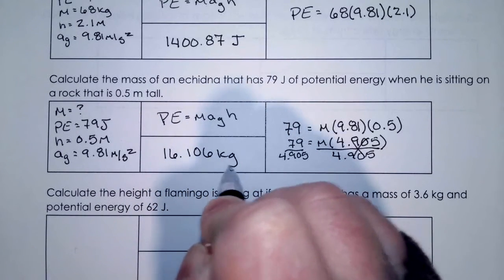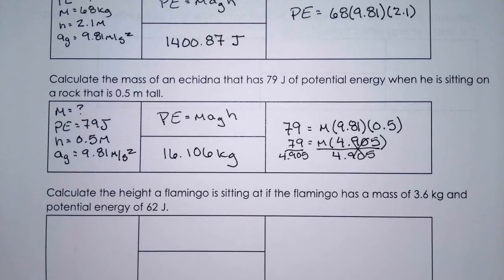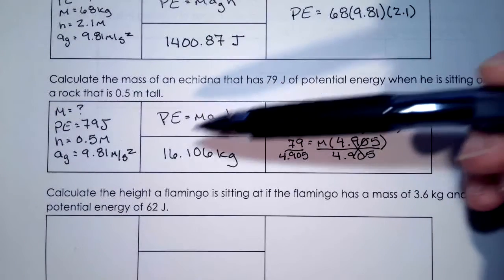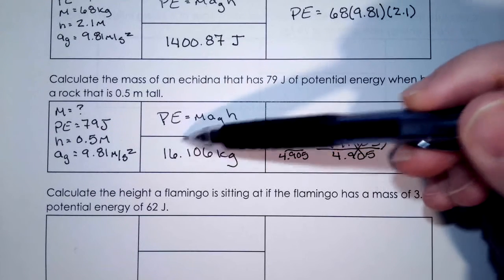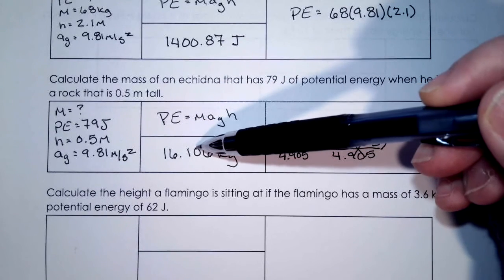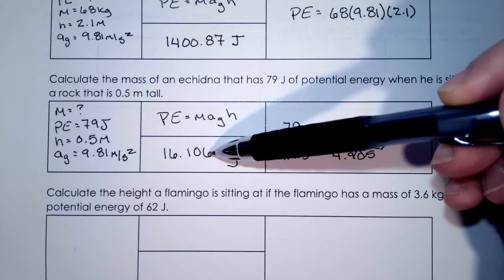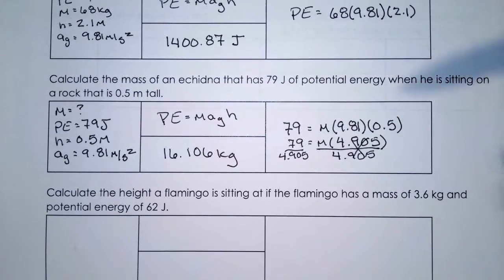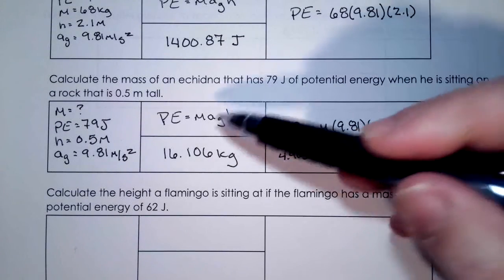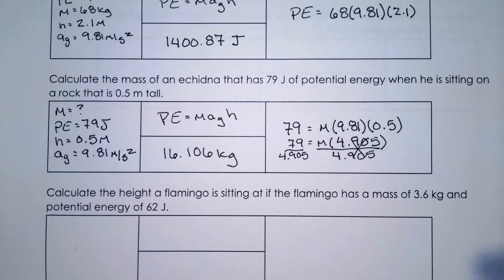16.106 kilograms. You say, Mrs. Bolton, why are there three numbers after the decimal? Well, remember the rule that I have you round by. It needs to be three non-zero numbers. So we have, that's a non-zero number. This is a zero, so that doesn't count. And then you go to the next number, and that is a non-zero number. So we have two non-zero numbers there.